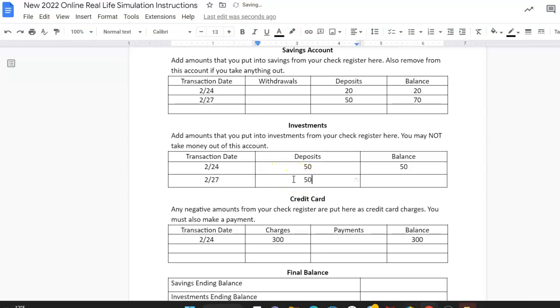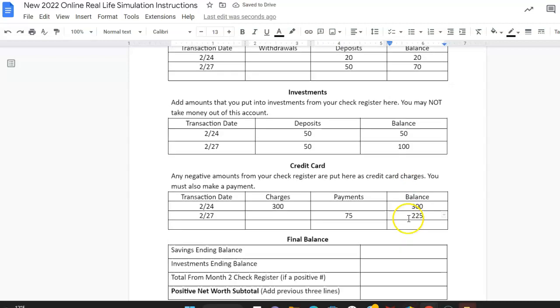This one I was doing, I think I said $50 again. So now I'm at 100. Okay, now this time I'm making a payment on my credit card. I'm not charging it this month because I didn't need to. And then I was doing a $75 because I want to get it paid off as soon as I can. So now I have a 225 balance.